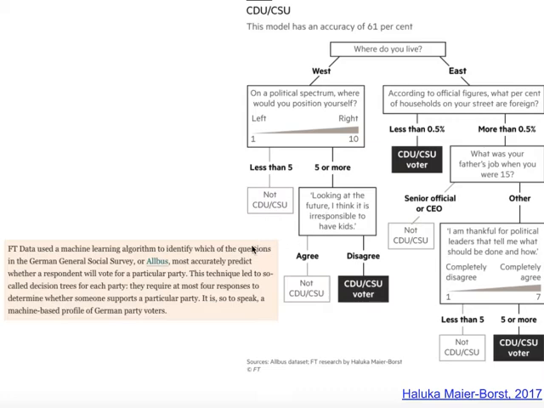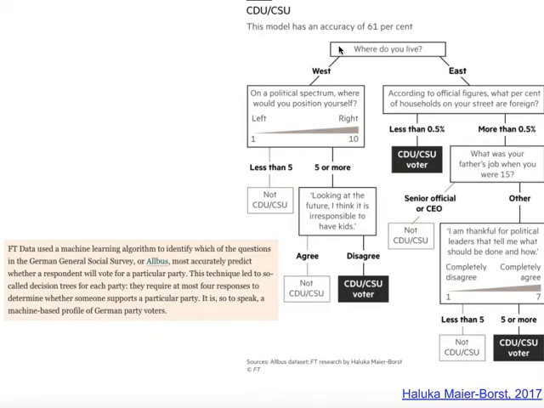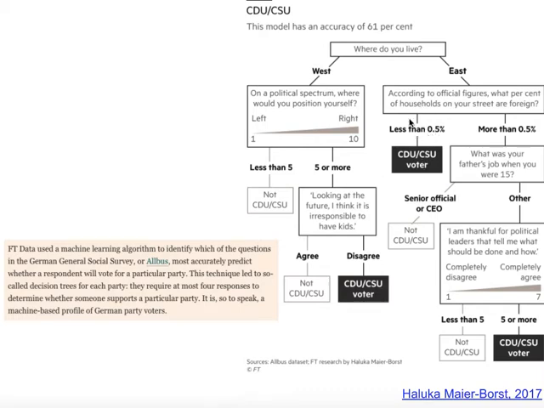So it's, as they put in the description, a machine-based profile of German party voters. And so that's essentially the story. The story is about, well, based on whether someone lives in the west or east of Germany, based on what percent of people on the street are foreign, you can kind of predict how someone is going to vote. And it varies from party to party and from question to question.